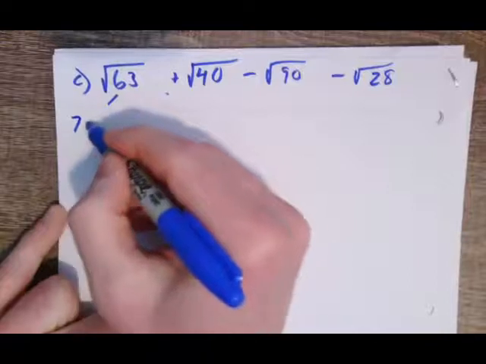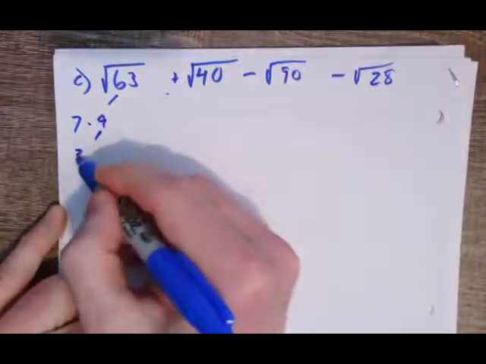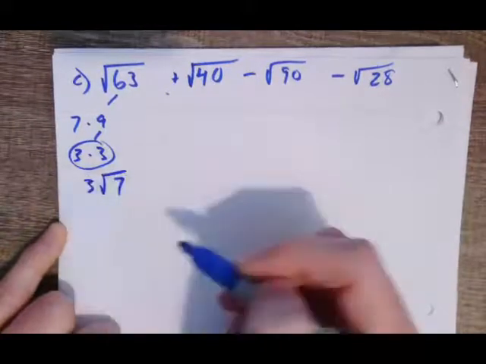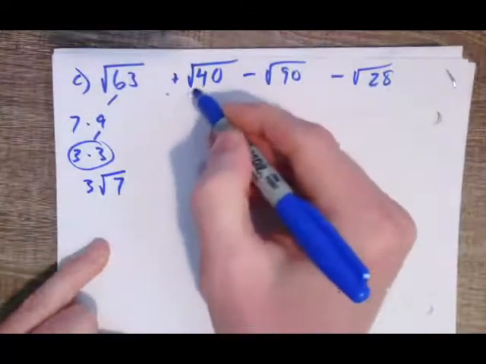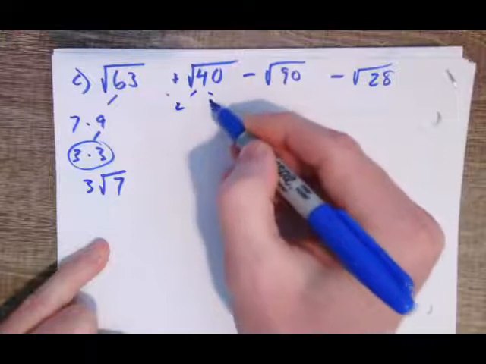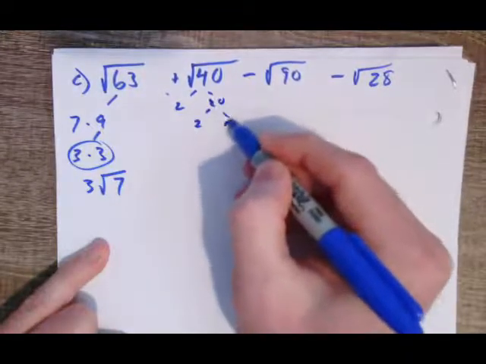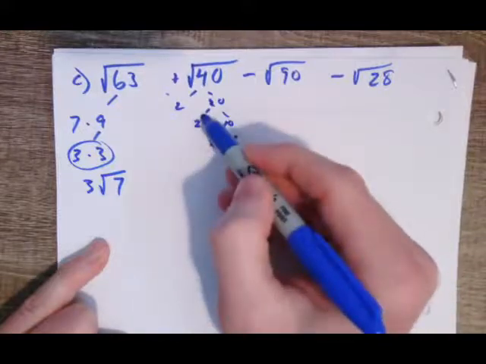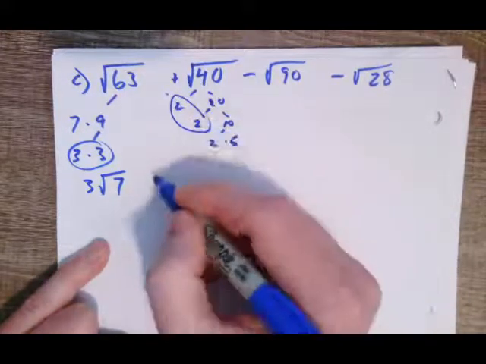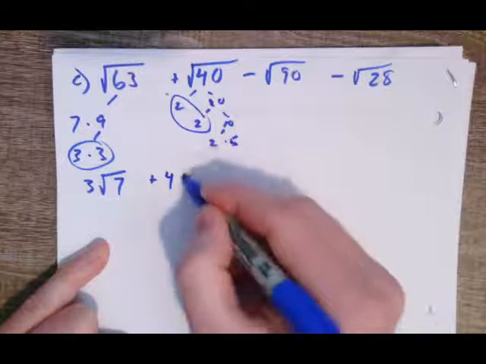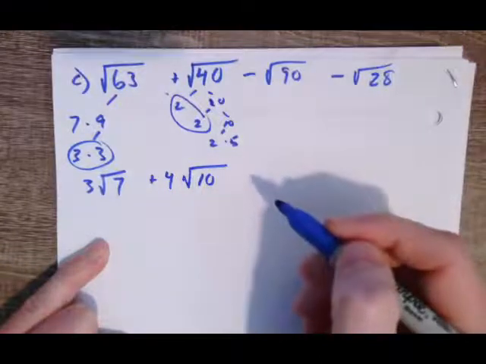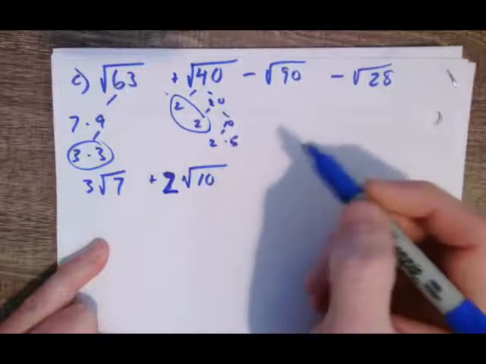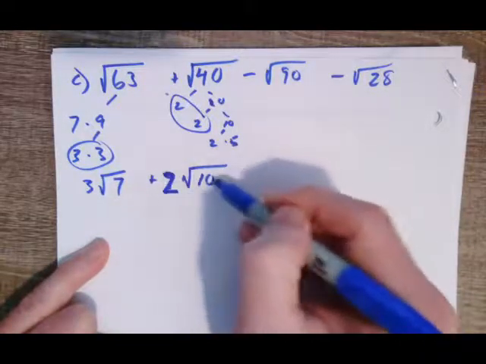63 is 7 times 9. 9 is 3 times 3. So 63 is 3 root 7. 40 is 2 times 20. 20 is 2 times 10. 10 is 2 times 5. Square roots, we can only take out pairs. So it's taking out the 2, leaving the 10 inside. 2 root 10. I was just thinking 4 is way too big. 2 times 2 is 4. Bring it inside, 4 times 10 is 40.